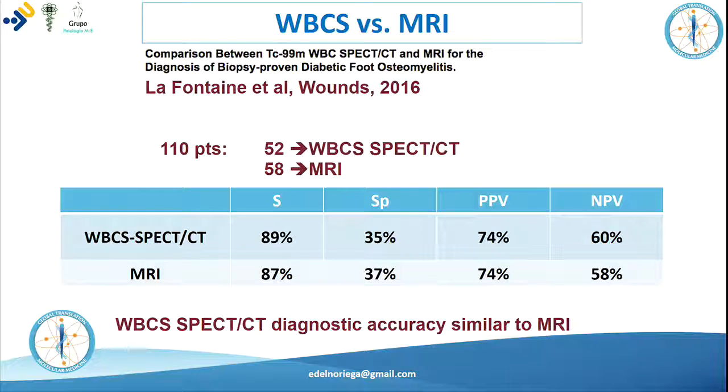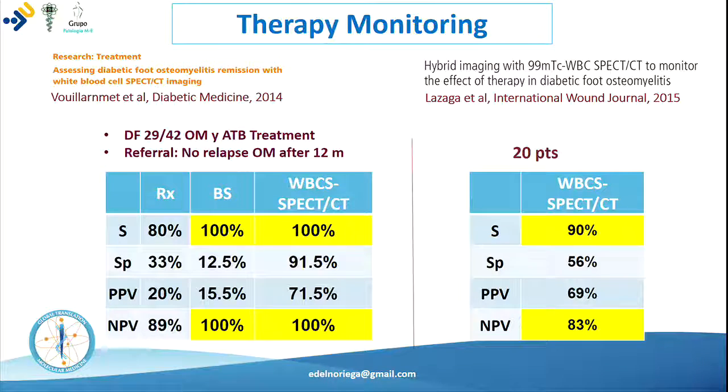Lefontaine in 2016 wanted to compare leukocyte scan with MRI, and they analyzed 110 patients, and the leukocyte scan SPECT-CT diagnostic accuracy was very similar to MRI, as you can see in the table. Also, another utility of SPECT-CT is to evaluate the response to antibiotic therapy. With a negative study after antibiotic therapy, we can confirm the resolution, as both studies demonstrate.